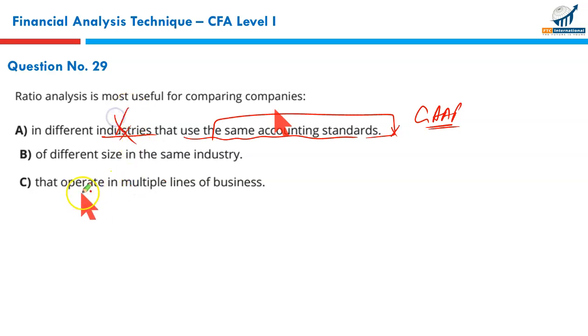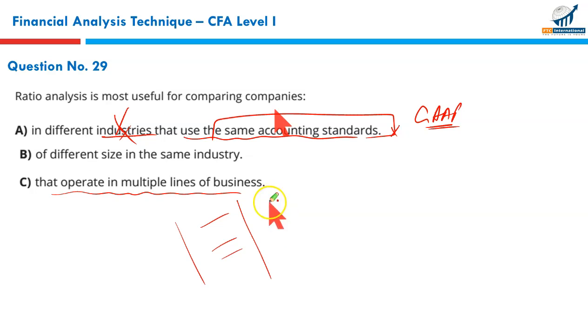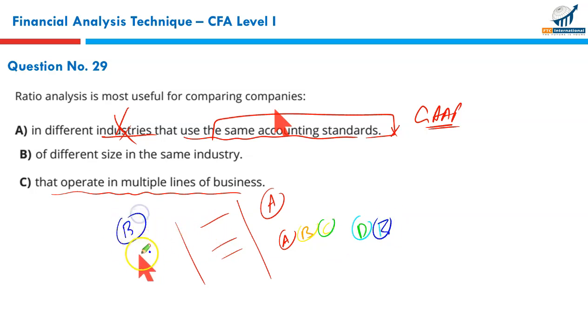That is incorrect. Companies that operate in multiple lines of business, such businesses are called conglomerates, well diversified, and comparing such businesses will be misleading because we are not comparing like with like. A company A might be involved in business A, B, C, D, E, and we are comparing it with another company with multiple products, X, Y, Z. So we can't compare the results. We are not comparing like businesses with like. Right?